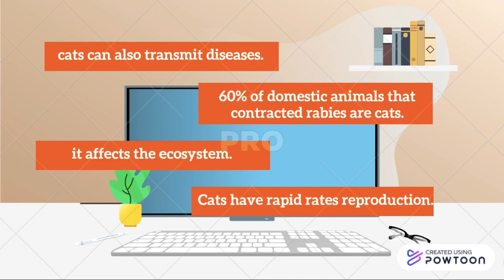Moreover, cats have rapid rates of reproduction. As we can see in Malaysia, there are too many stray cats. One of the factors is that cats have rapid rates of reproduction.